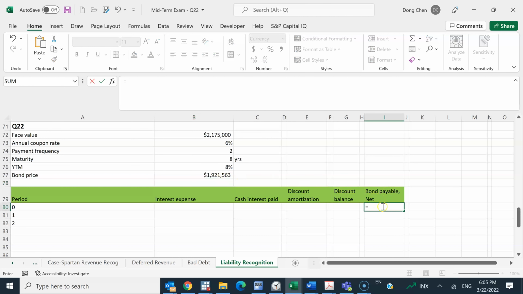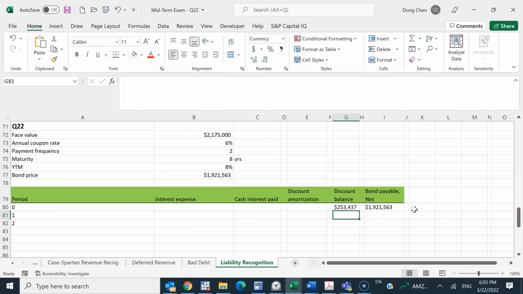So let me just first put this into my bond payable. And so we know that there's a discount, right? So that's why this is called a discount bond. So the discount is basically the face value minus this bond payable, right? So that's basically my discount. So that's the current level of the discount balance. But as time goes by, we know that ultimately the firm will pay this much, not the current price.